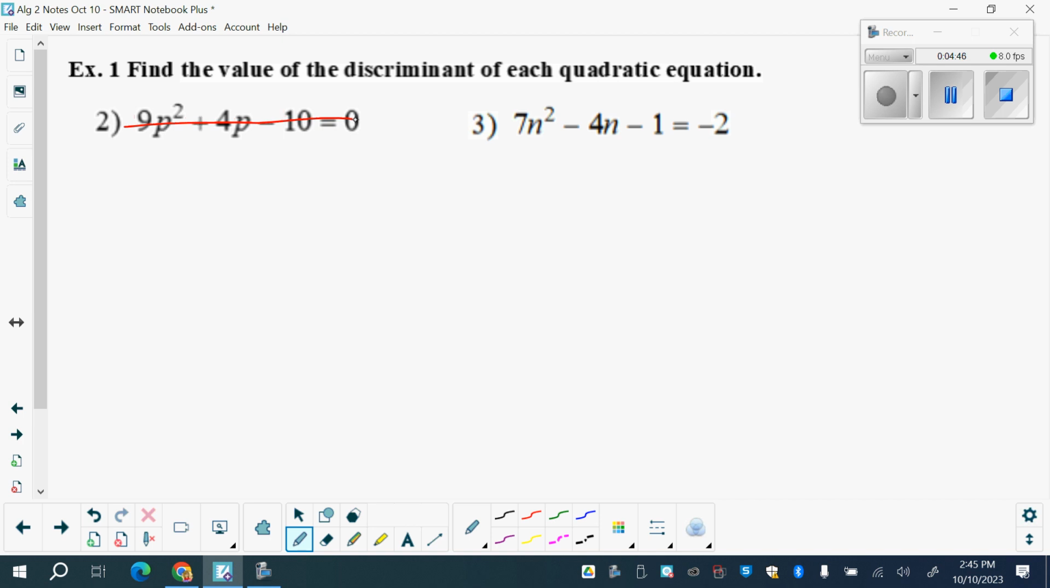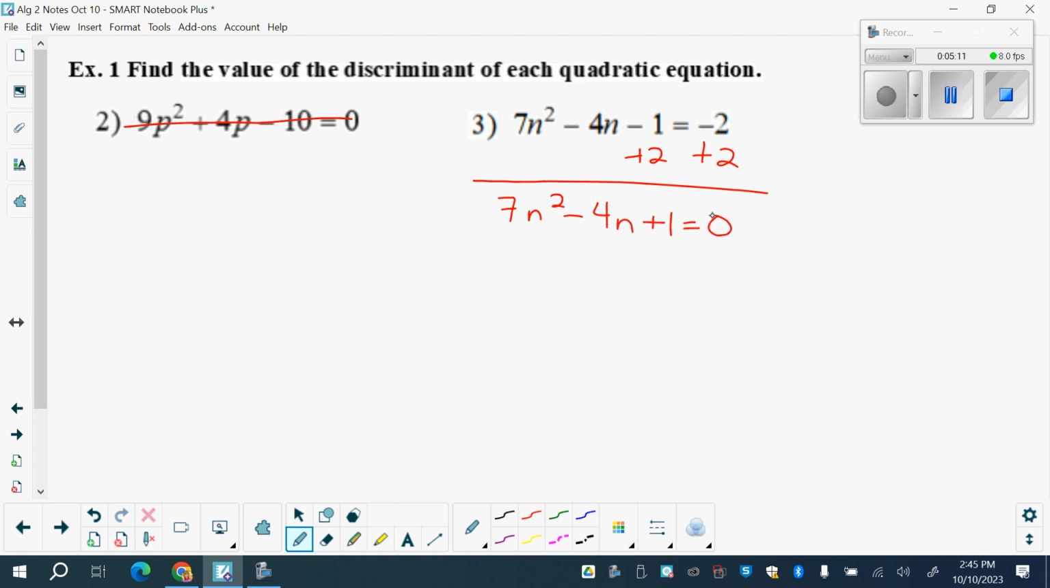What do we do to get that in standard form? Add 2. And we get 7n squared. So does it matter where I add the 2? Could I add it to the -4n or the 1? Only its like term. So we want to add it to the 1. So it's 7n squared minus 4n plus 1 is 0.